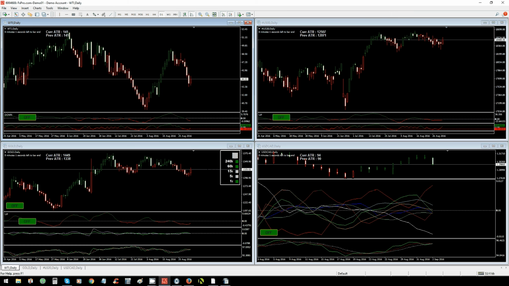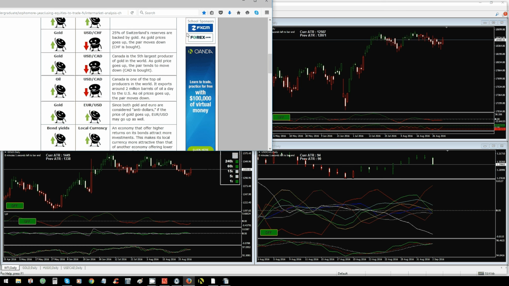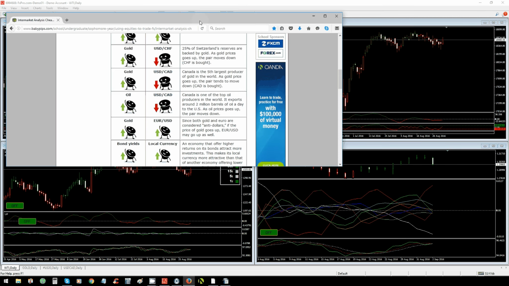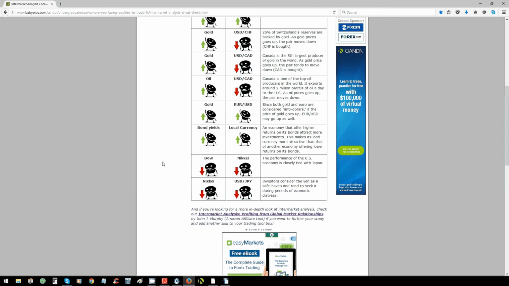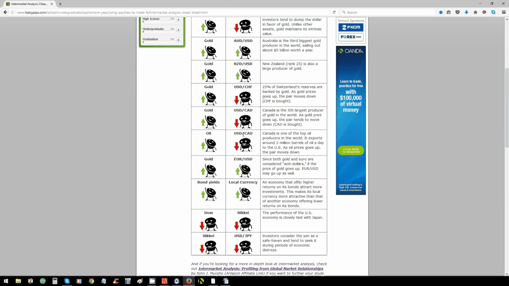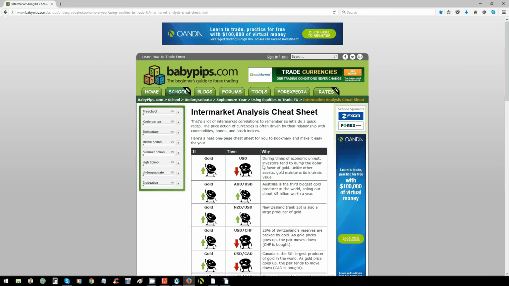Before we do that, I'm just going to show you something which might help other people. This is on the Baby Pips site. It talks about the relationship between, for example, gold and the dollar and so forth, and it gives a brief description on the right hand side. You need to be on babypips.com, in market analysis, cheat sheet.